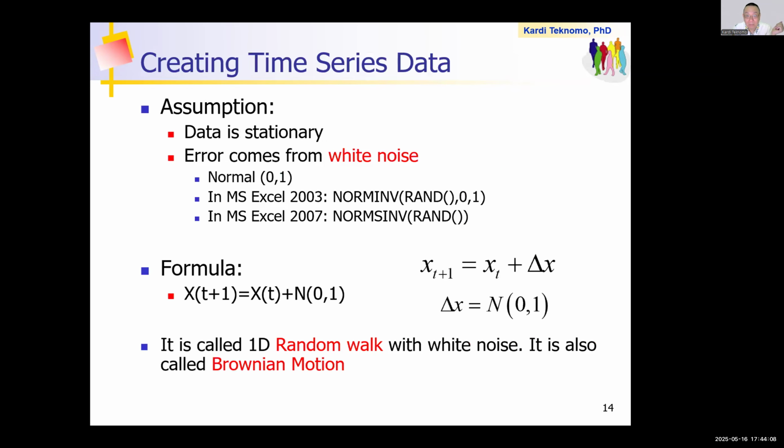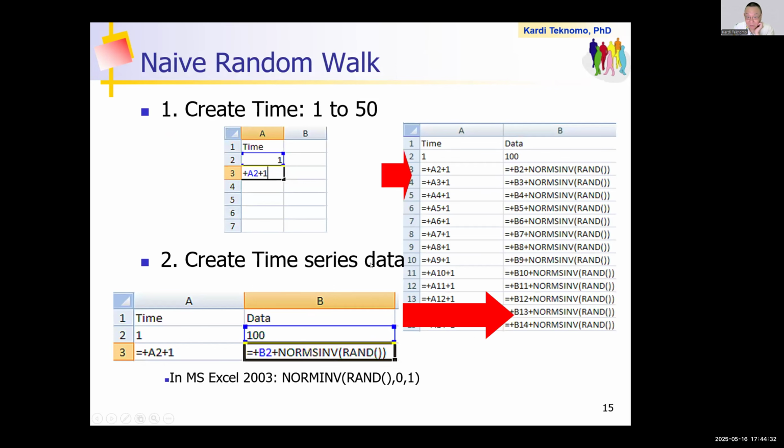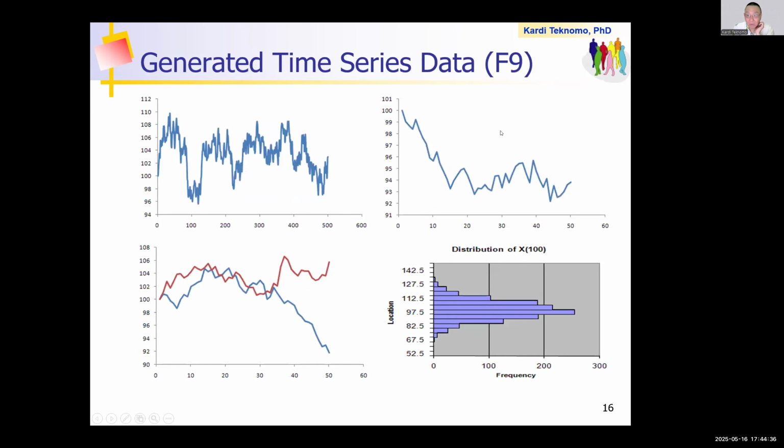So you can practice. A while ago, this is the one I just showed. I use a normal distribution of 0 and 1, that means the mean is 0 and the standard deviation is 1. This is called a random walk, or white noise, or sometimes Brownian motion. Using this naive random walk, you can check. This is the time series data that you have.